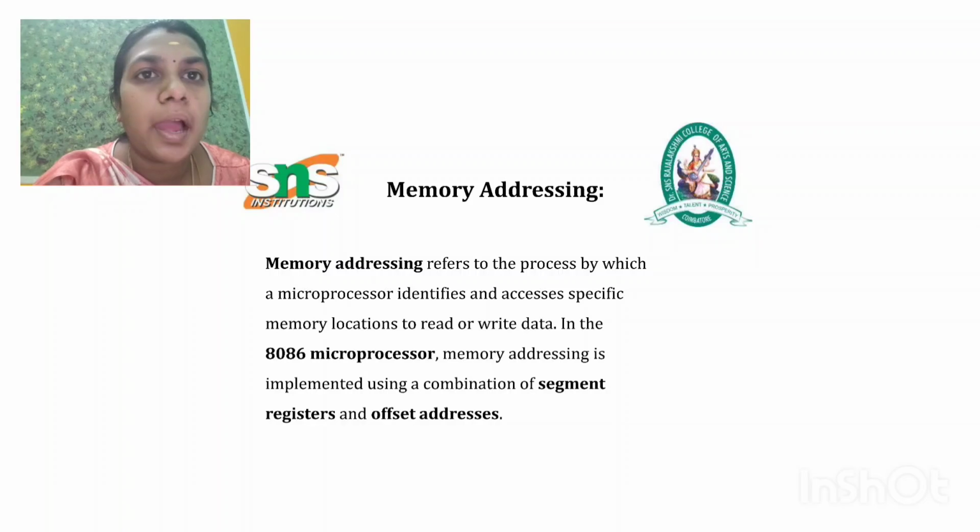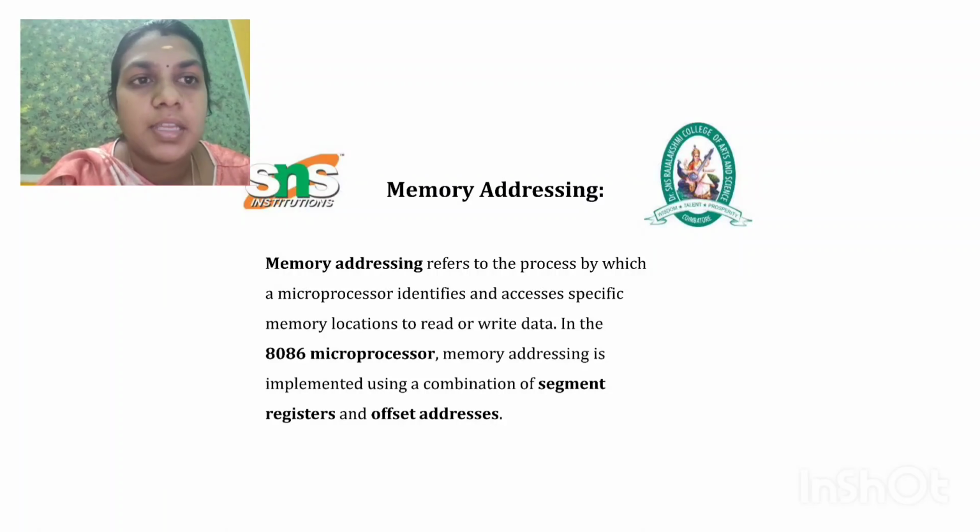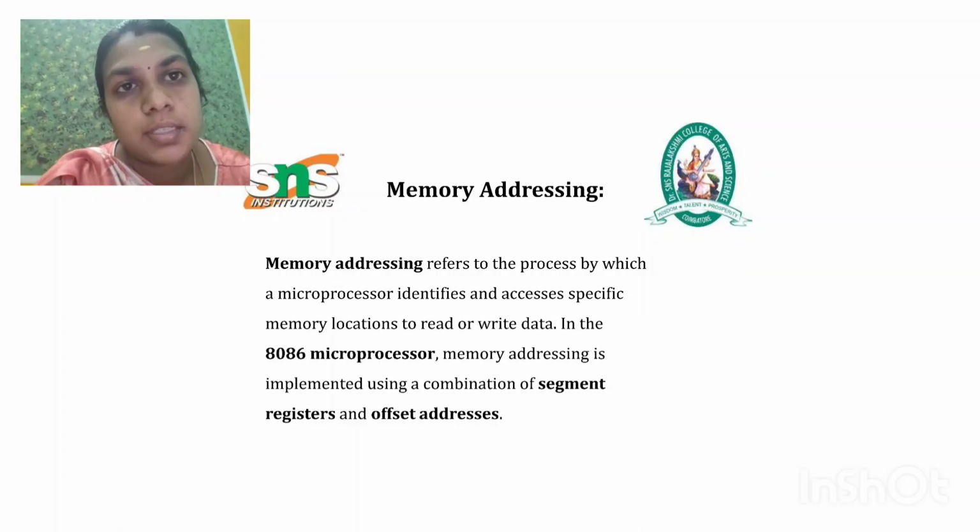And then memory addressing. Memory addressing refers to the process by which the processor identifies and accesses specific memory locations to read and write data. In the 8086 microprocessor, memory addressing is implemented using a combination of segment registers and offset addresses.